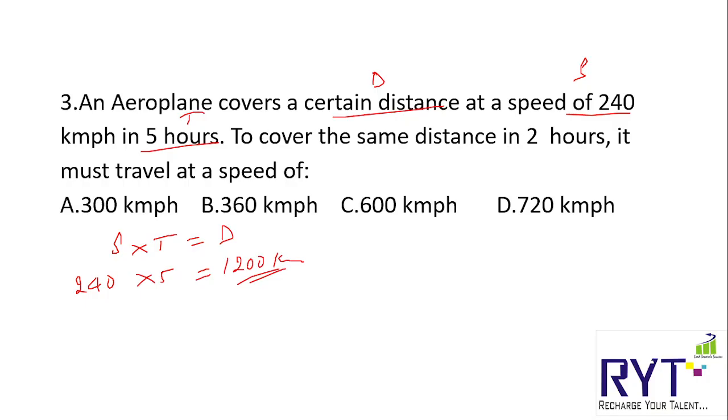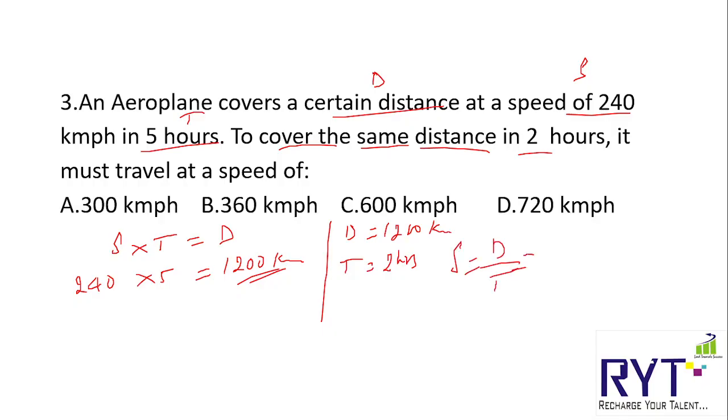Now in the second sentence, to cover the same distance in 2 hours. So second part is, distance is given, 1200 kilometers. Time is given, 2 hours. So what should we calculate? Speed. So speed is distance by time. Distance is 1200 divided by time is 2. This is 600 kilometer per hour. That's it, simple. Option C is the right answer for this.